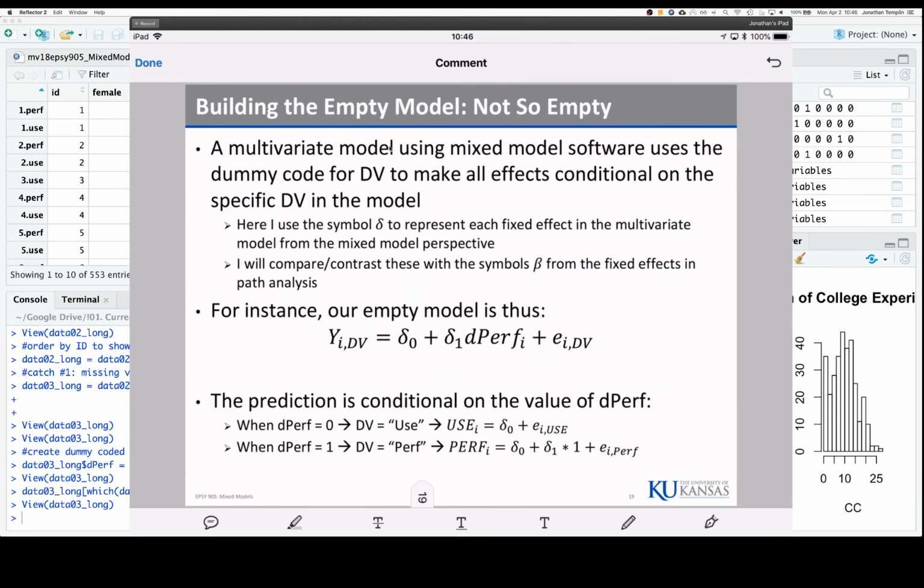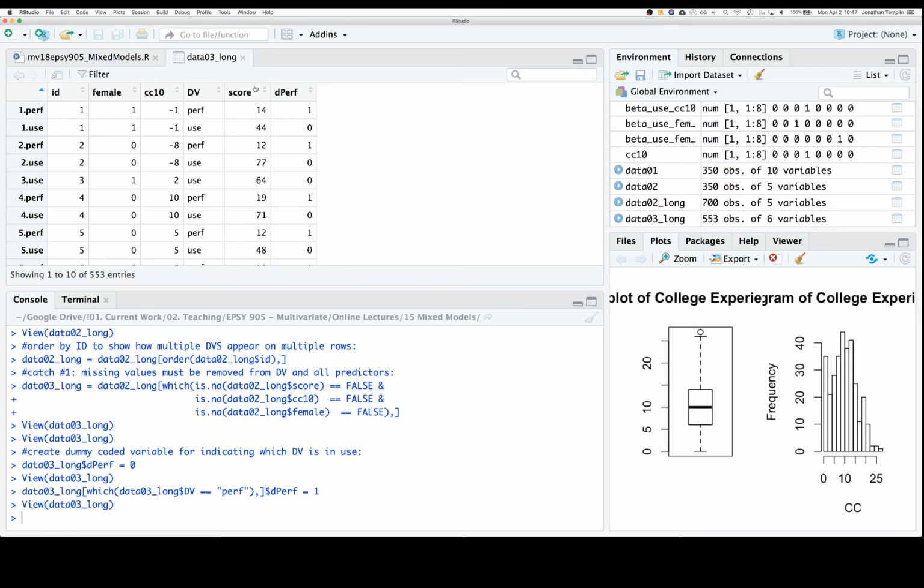So first, we're going to build the empty model. But I'm going to say it's not so empty in this case. Because to build the empty model, I have to use software that has one spot for a dependent variable. But we're going to trick that software, using our dummy code, into giving us two values for the mean. So our empty model is sort of generic. We have an observation's outcome for the dependent variable. This is that column that you see here. This is their score.